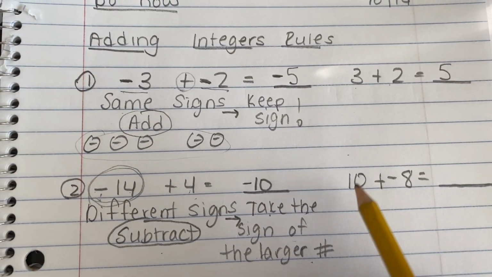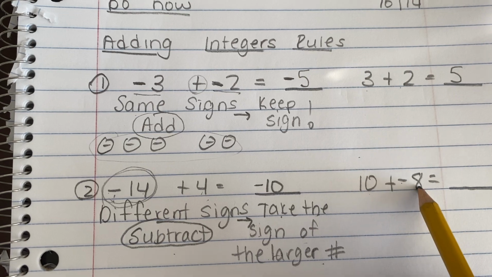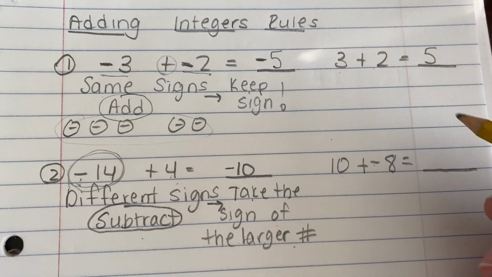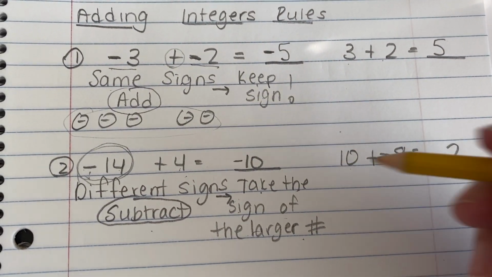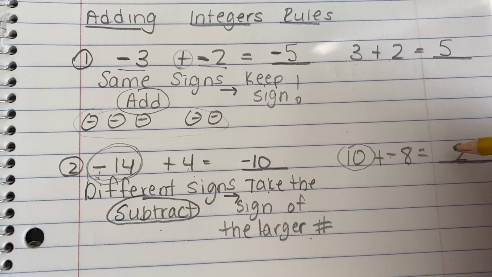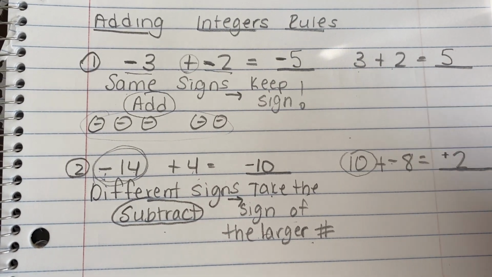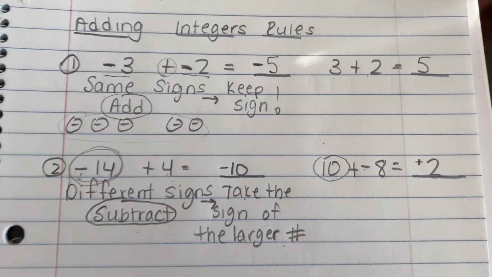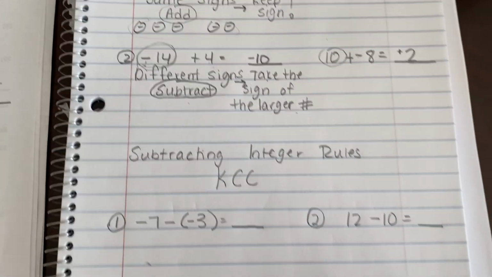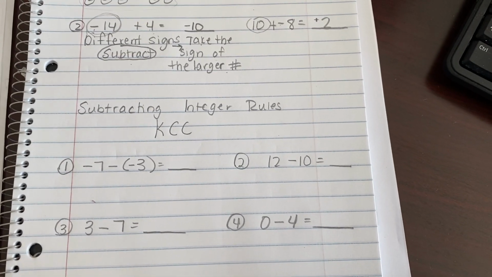So we have different signs. 10 minus 8 is 2. I circle the larger number and it is a positive. For subtracting, we will be doing that at the live lesson.